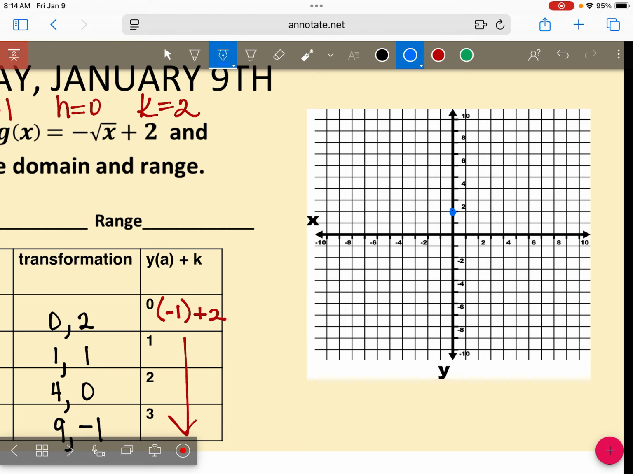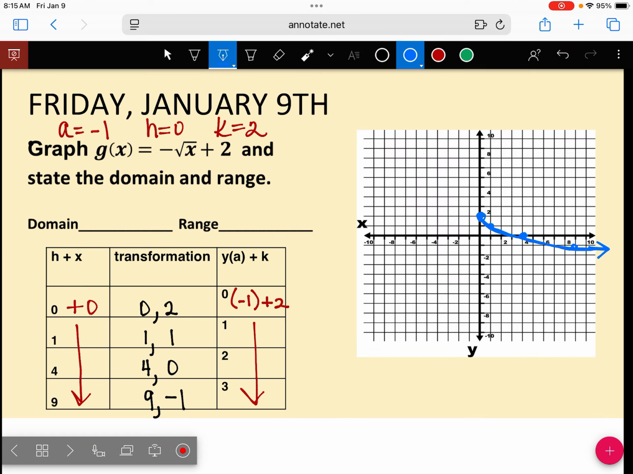0, 2, 1, 1, 4, 0, 9, -1. So it's just gonna go down. That should be your graph.